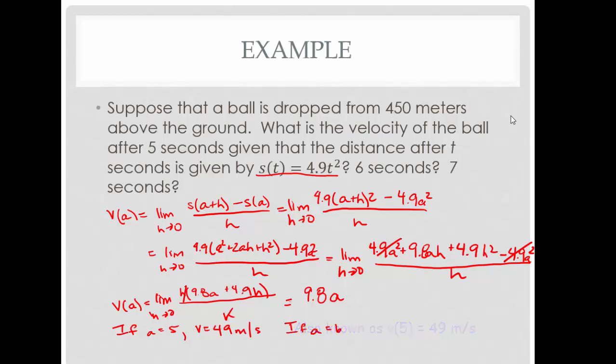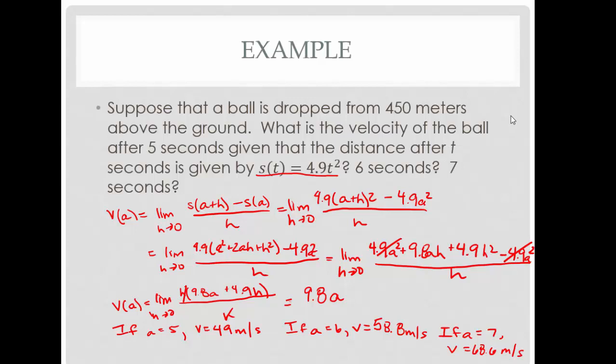If a equals 6, my instantaneous velocity is 9.8 times 6, which is 58.8 meters per second. If I'm looking at a time of 7 seconds, then my velocity at that point will be 9.8 times 7, which is 68.6 meters per second. Make sure you are including labels on these. So that's another example of, by leaving the time general, I did slightly increase my difficulty level as far as the algebra, but when I'm done, the end calculations are very simple arithmetic.